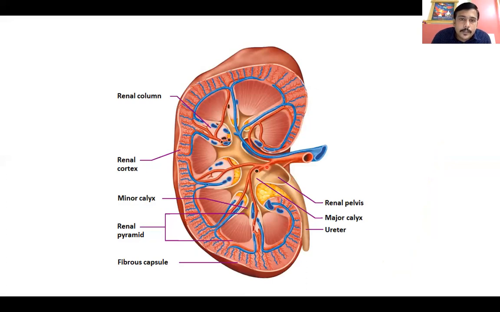Okay, you can see here, these are the renal columns. The gap in between the two pyramids is nothing but the renal columns. And this part is the cortex where the lobules will be present. And you can see the minor calyces are opening towards the apex of the pyramids. Then each minor calyx will join to form the major calyx, and the major calyces of different locations will join to form the renal pelvis, and the renal pelvis will further continue as the ureters.